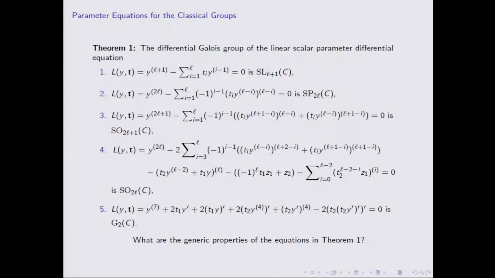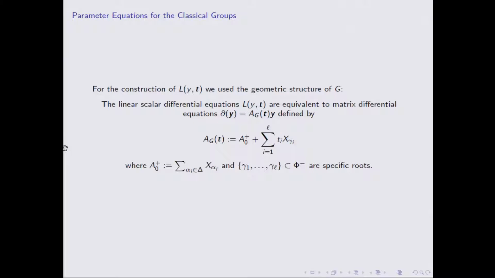Well, since we used differential indeterminates or parameters here, we can specialize these equations. So each equation defines a family of equations. So a question which bothered me for a long time is: what are the generic properties of these equations? If you have a Picard-Vessiot extension, does there exist a specialization of our equations such that this extension is defined by the specialization of our equation with the corresponding group?